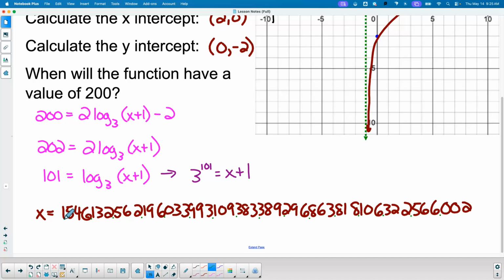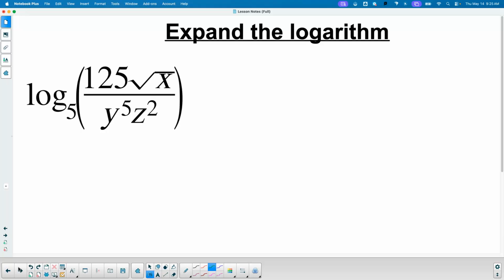It's like 10 to the something. I don't know, my calculator gave it to me exactly. Like I typed 3 to the 101 power and they gave it to me like that. But yours might be different, because yours is different than what I use. There's a lot in there. All right, expand this log, please.